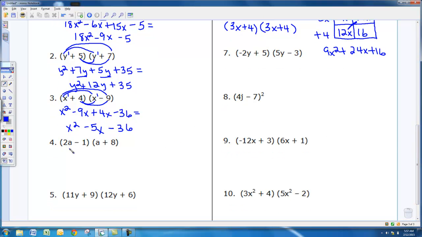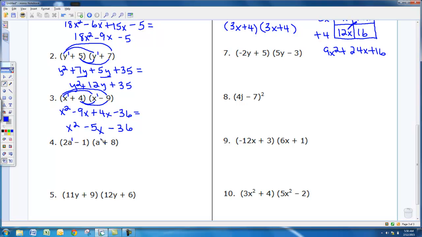Okay, try another FOIL example on your own here. Be very careful that we have both a negative and a positive. So make sure that you're using the correct sign in your answer. Go ahead and give this one a try, and then turn the video back on to check your answer. Okay, let's see how you did.